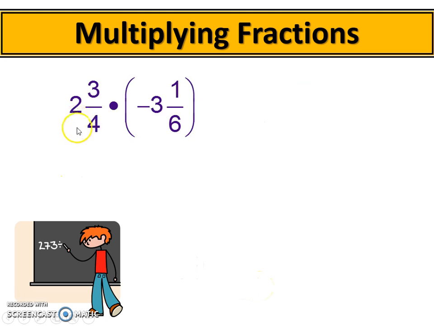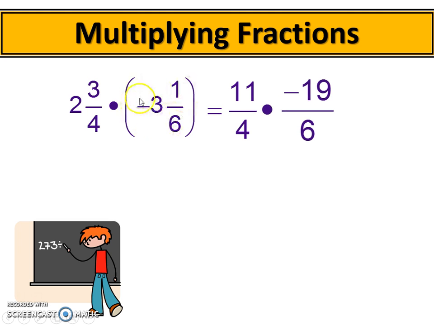Okay, so let's try another one with mixed numbers here. I've got 2 3/4 times -3 1/6. Okay, so first let's rewrite them as our improper fractions. So 2 3/4 is going to get written as 11/4. -3 1/6 is going to get rewritten as -19/6.